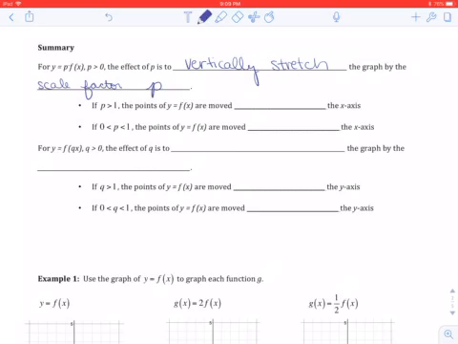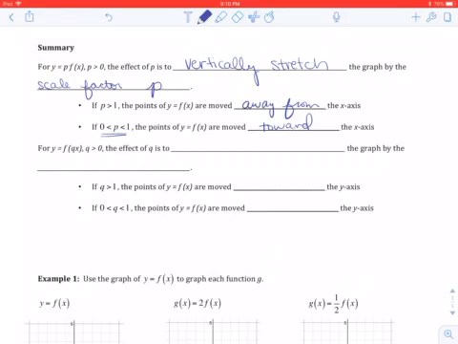And so if there's a 2 out front, everything's twice as far from the x-axis, twice as high or twice as low. If it's 4, then it's 4 times as far. If it's 1/4, it's 1/4 times as far, or really 4 times as close. And notice if p is positive, the points are moved away from the x-axis, versus if p is between 0 and 1, that proper fraction, they're moved toward the x-axis.